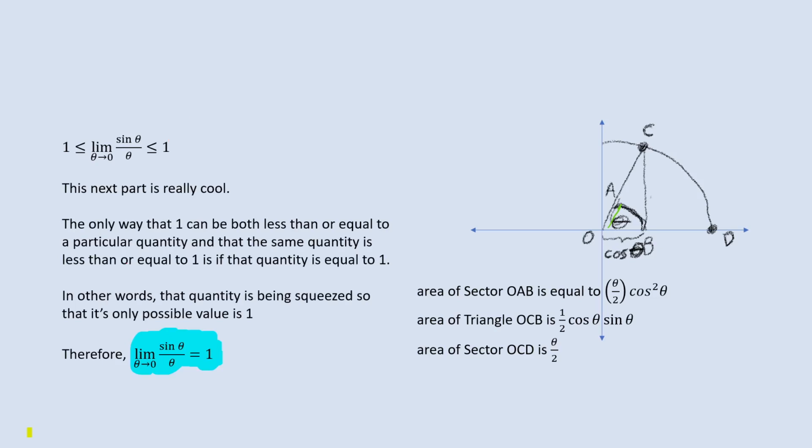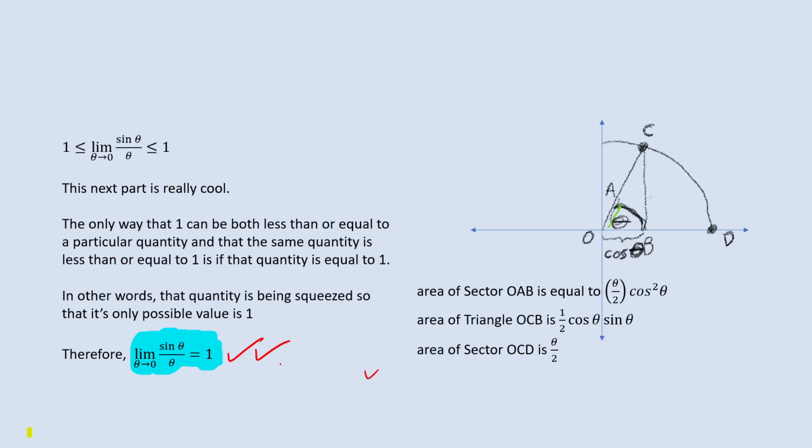So like we say there, this next part's really cool. The only way that 1 can be less than or equal to and greater than or equal to a particular quantity is if the quantity is equal to 1. So that quantity is being squeezed, and therefore the limit as theta goes to 0 of sine theta over theta equals 1. And that's what's written at the bottom here.